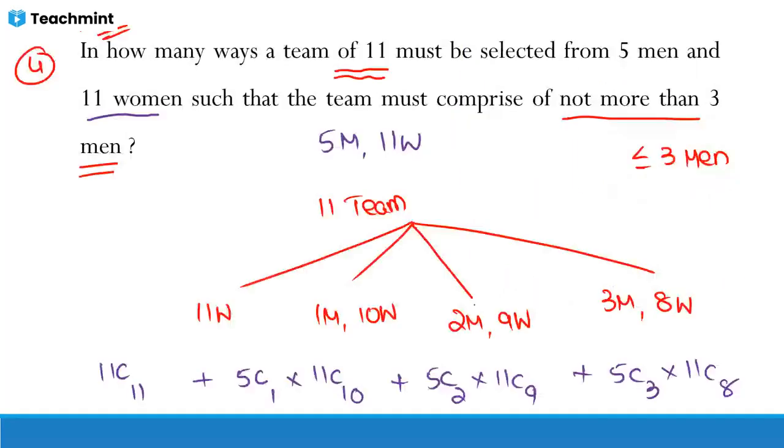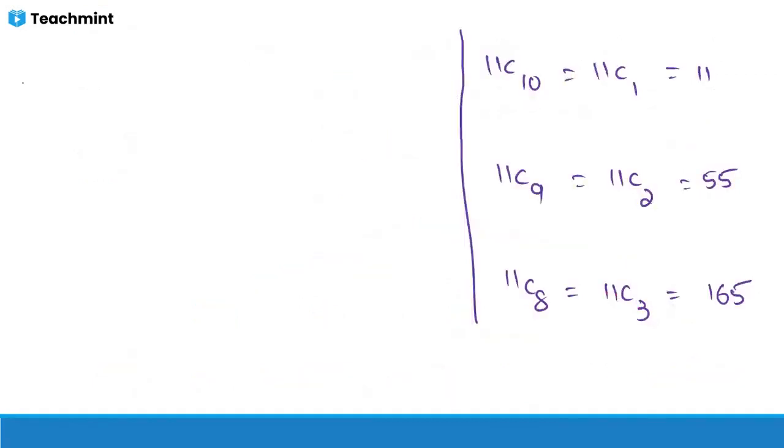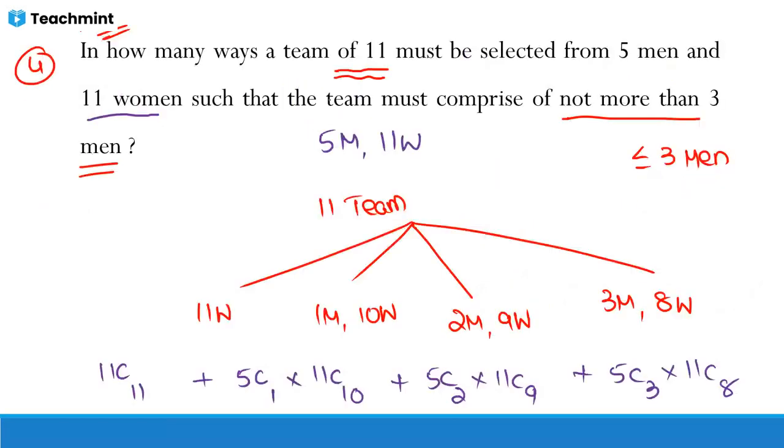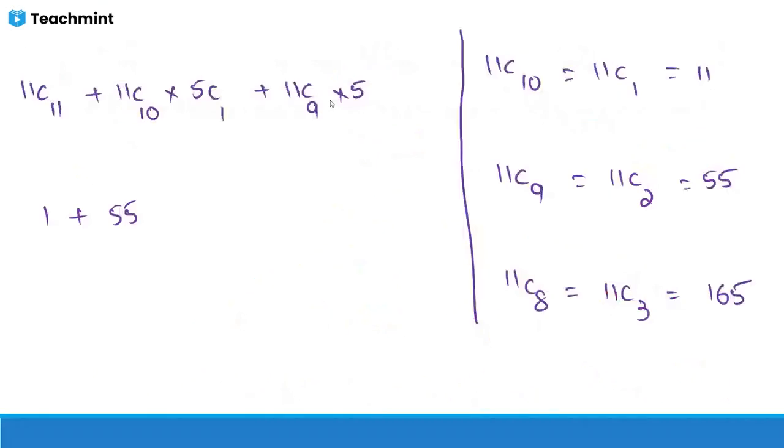Now here, this is 11C11, which means 1. Then 11C1 into 5C1, sorry, 5C1, right? That is 5, so 55 will come. Then 11C2 into 5C2, one moment. This is 11C10, we modified it as 11C1. This is 11C9, agreed. Into 5C2. Okay, 5C2 is nothing but 10. We got 550 here.